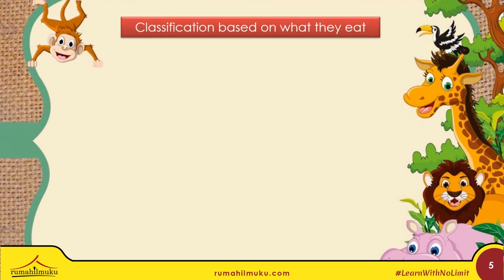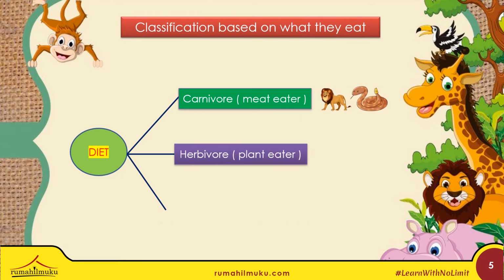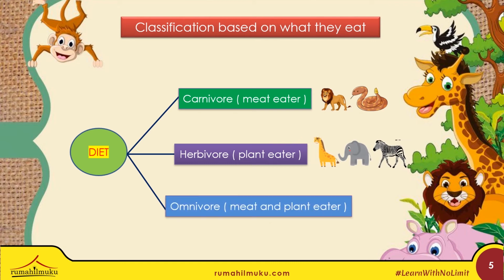Then there's the classification based on what they eat. There are three groups for this. The first is carnivore, or the meat eaters. The second is herbivore, the plant eaters. And third is omnivore, meat and plant eaters. Just like us, we are all omnivores. Us humans are omnivores because we eat vegetables and we eat meat, unless you're a vegetarian.